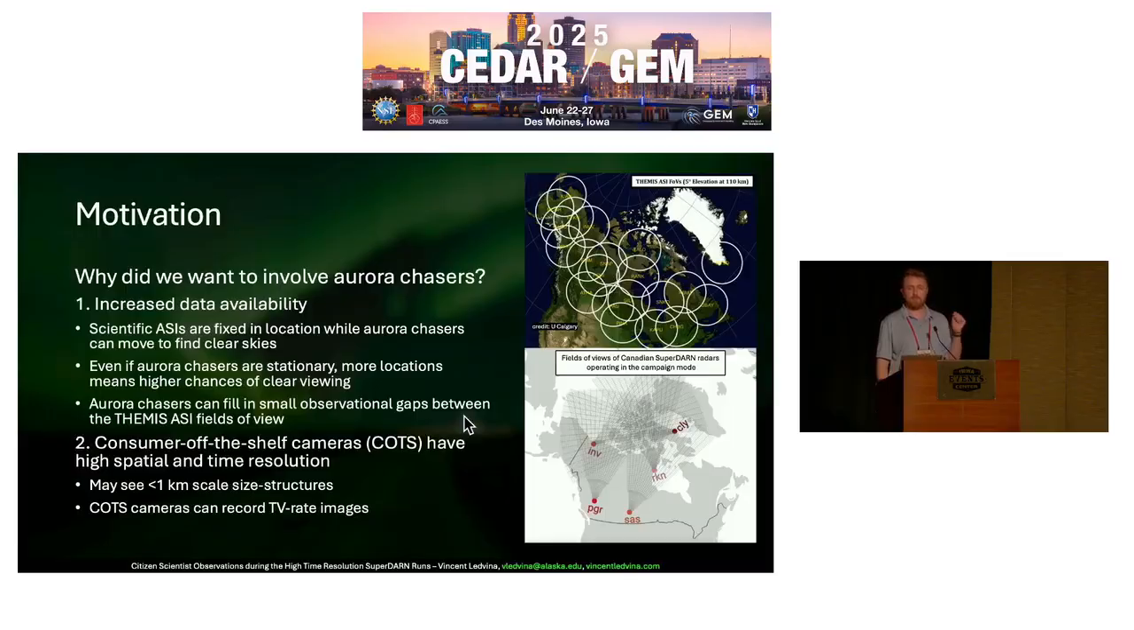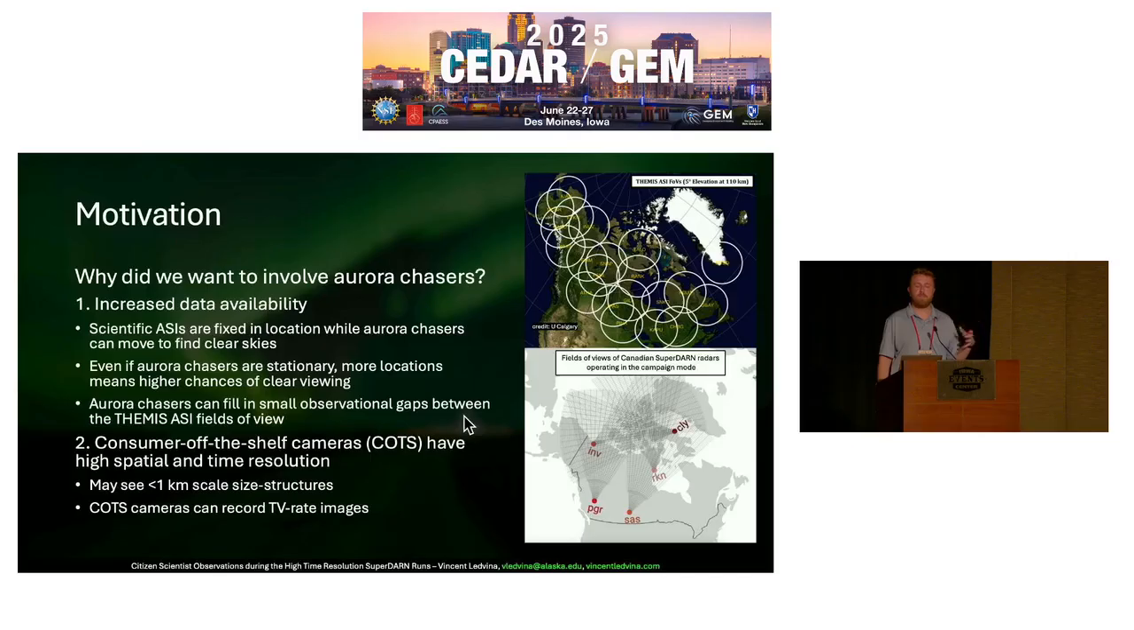Well, there are really two main points. The first point is that there's increased data availability. As you all know, THEMIS ASI is fixed in location. You can't just pick up an observatory and move it somewhere else if it's cloudy. But aurora chasers are mobile. They can set up their cameras where there are clear skies, and if it starts to cloud over, they can move somewhere else. So this really increases the number of available nights that you have.